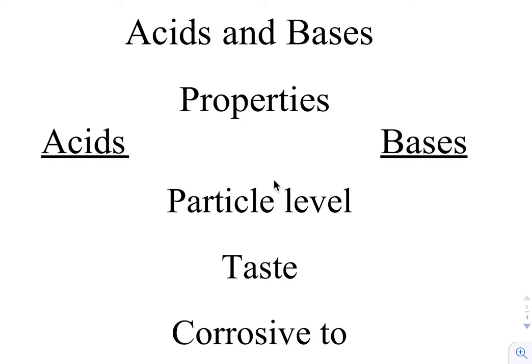So we already have some familiarity with acids and bases and some reactions of those. What we want to do here is take a look at acids and bases in more depth. So we'll start with some of the properties of these. At the particle level, we typically think of acids as things that have hydrogen ion and bases as things that have hydroxide ion. And so we'll go into a little bit more depth about what that means.